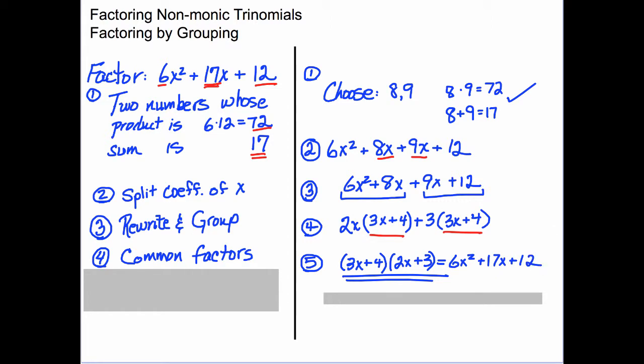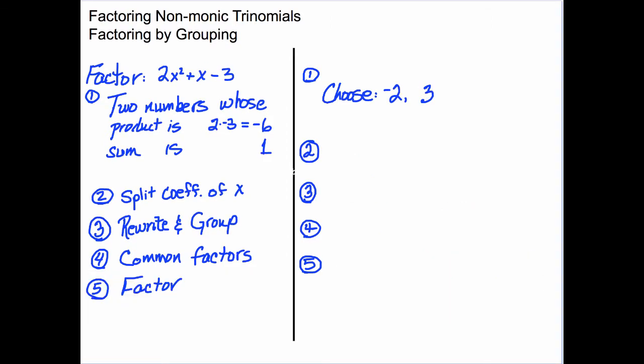Okay, let's take a look at another one. So here's a second problem. We're going to factor 2x squared plus x minus 3. And remember that our first step is to find two numbers whose product is 2 times negative 3, that's negative 6, and whose sum is 1. And we can see here that I've done my trial and error, and I've chosen negative 2 and 3. Negative 2 and 3 sum to 1 and multiply to negative 6.